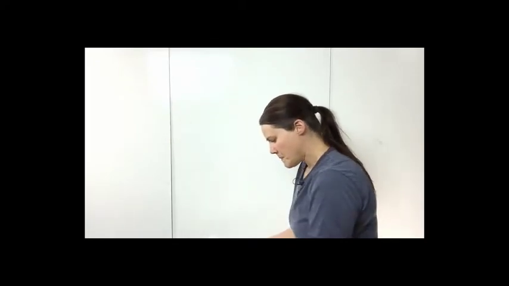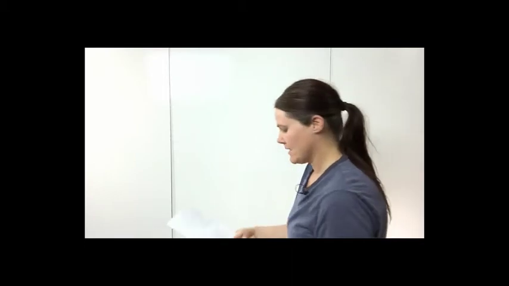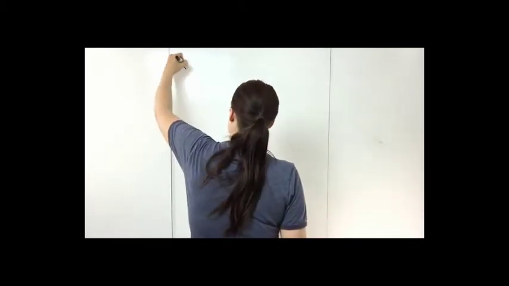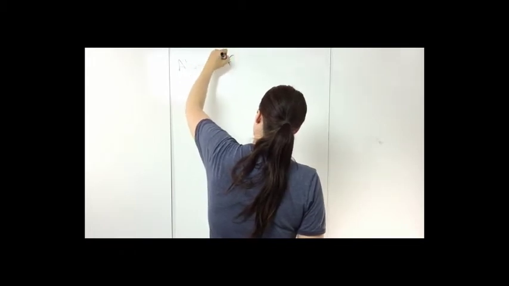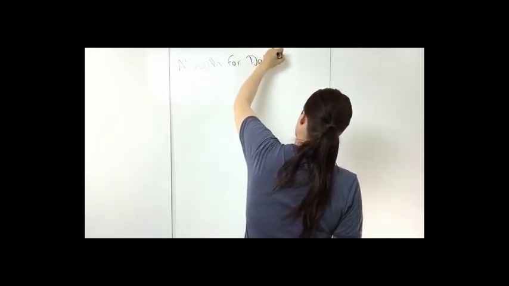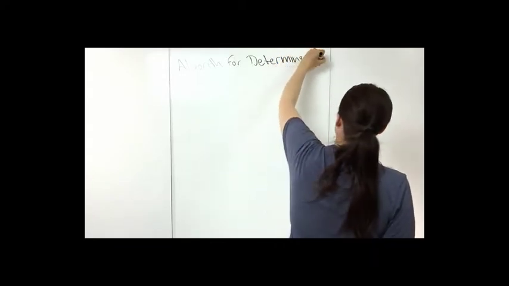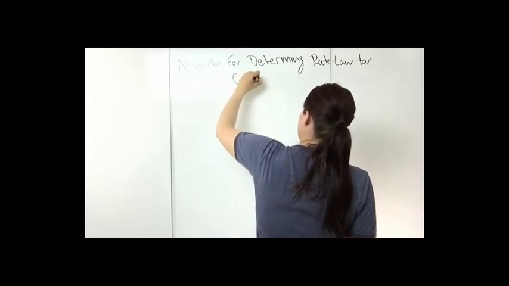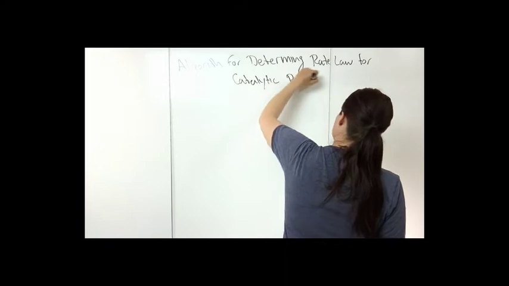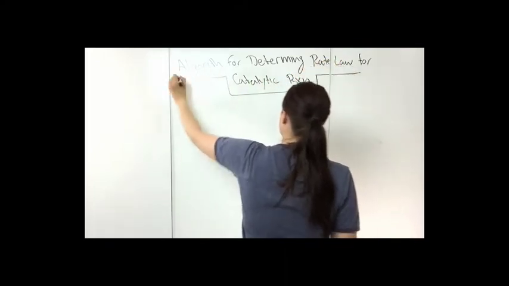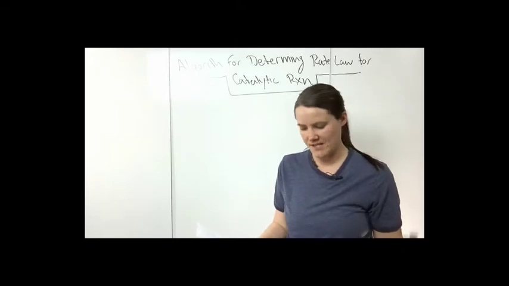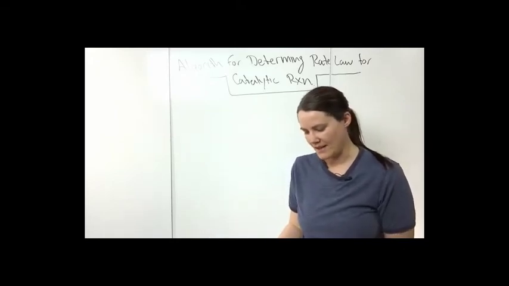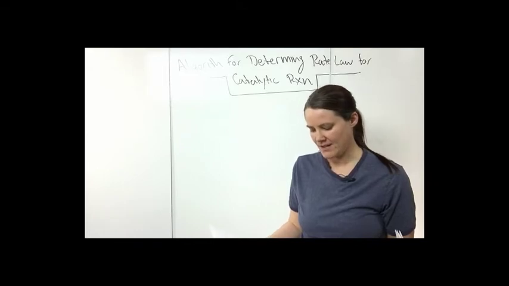So anyway, I recommend looking at that table, and then I just wanted to go through the steps on that table. So first of all, this is the algorithm for determining rate law for catalytic reaction. So the first thing you want to do, and actually the first thing on that table, is select a mechanism, and that would be the single site, dual site, or Eley-Rideal.